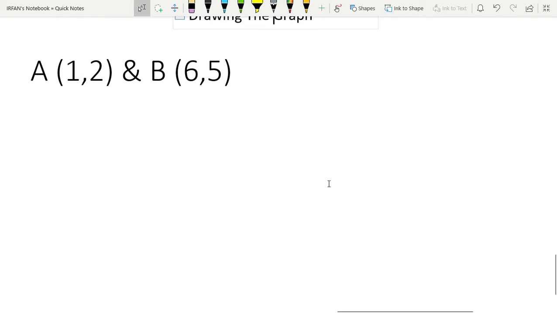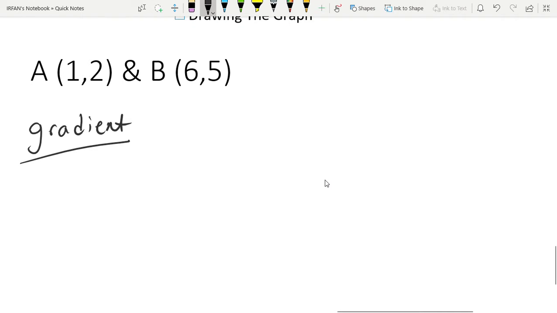According to our objectives, we needed our coordinates. For example, I took two coordinates, A (1, 2) and B (6, 5). You must know what a coordinate is, or I have another tutorial about coordinate geometry graphs. Okay, so first our objective is to find the gradient.